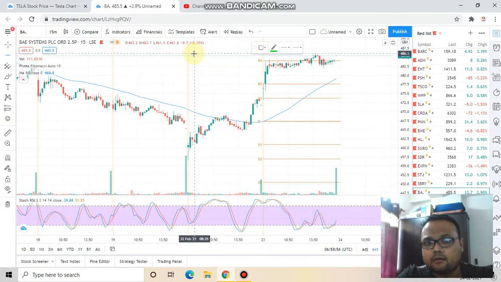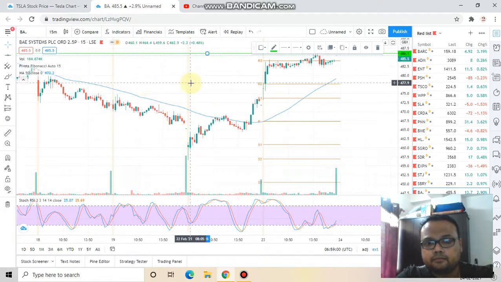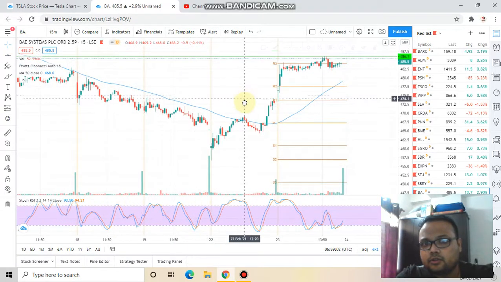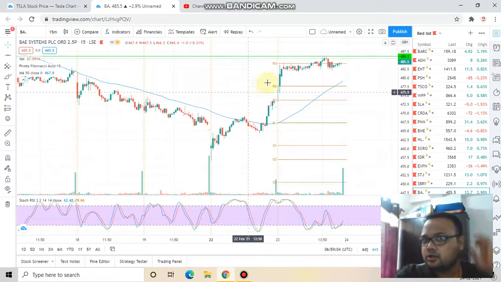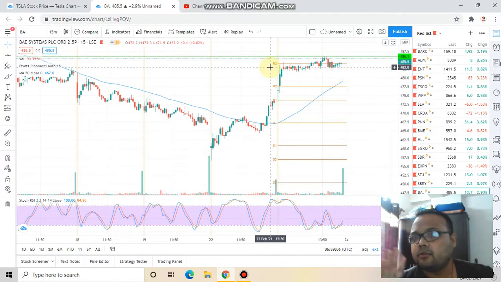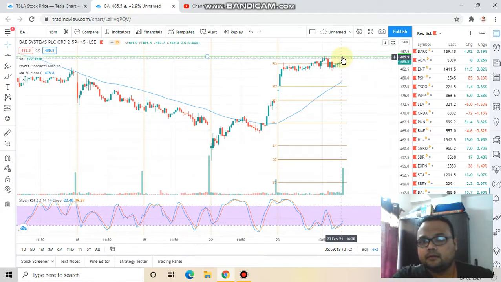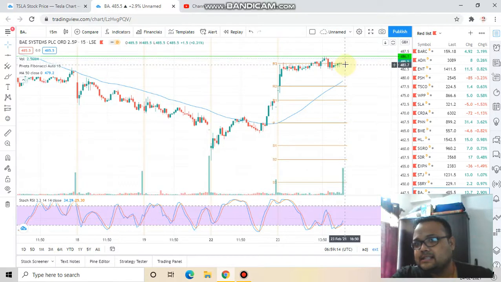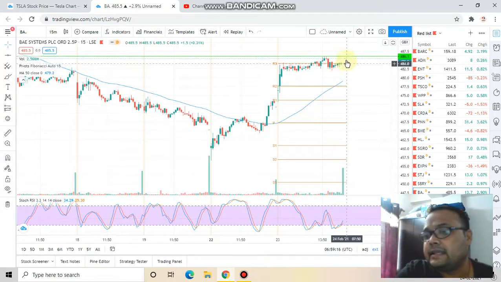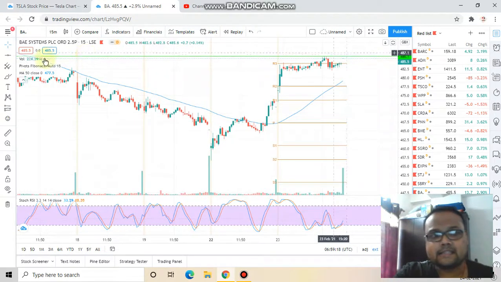You don't need to short the stock. If you get this stock above the 486 level, then you can go ahead and place the buy order, but not below this level. Only buy above 486 level only.